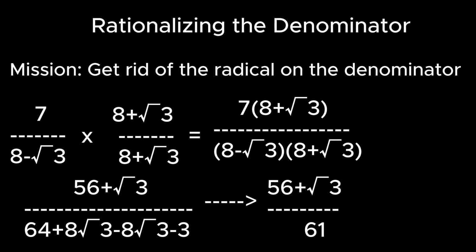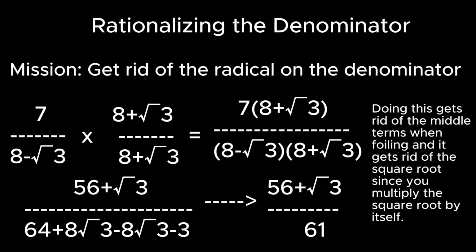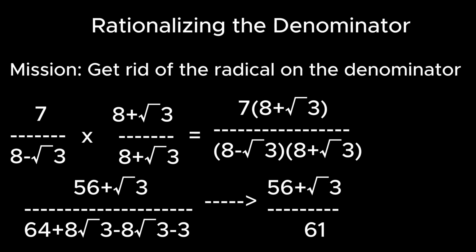And the reason why it's so important to multiply by the conjugate is because, first of all, you get rid of the middle terms. So you see how when we were foiling this expression, you had a positive 8 radical 3 and a negative 8 radical 3, and those two terms canceled each other out. And the second reason why you have to multiply by the conjugate is so you make sure you actually get rid of the square root of 3. So when you multiply negative square root of 3 times the square root of 3, you're going to get negative 3, and the square root gets canceled.